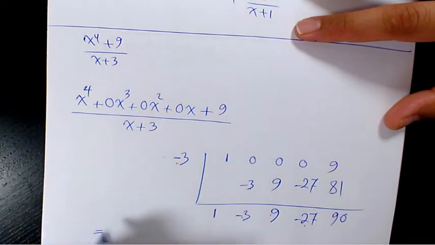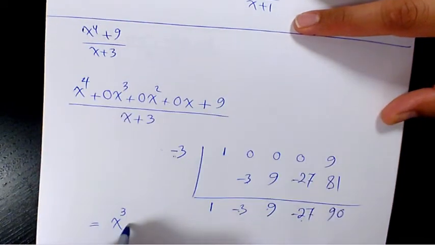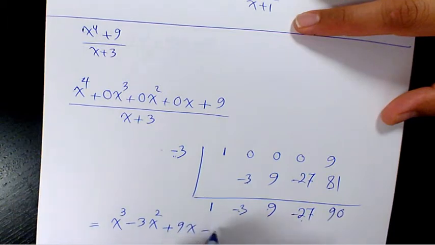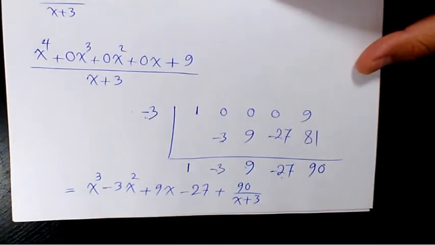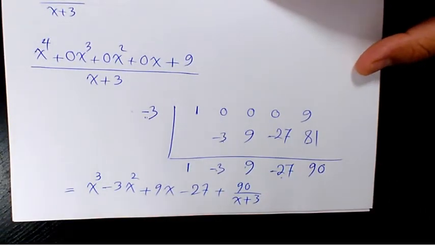So the answer is going to be x to the power of 3 minus 3x squared plus 9x minus 27 plus 90 over x plus 3. So that's going to be the answer.